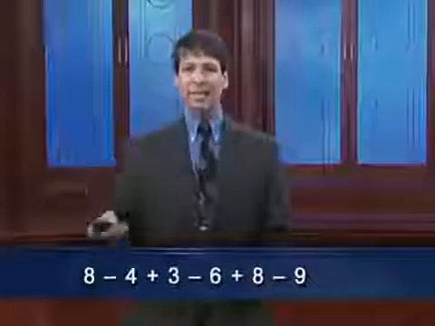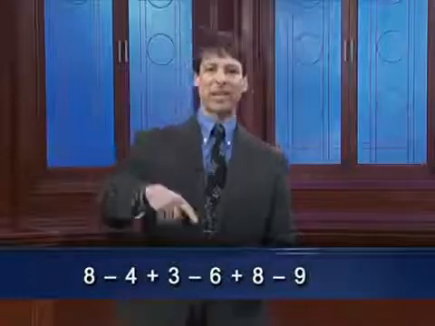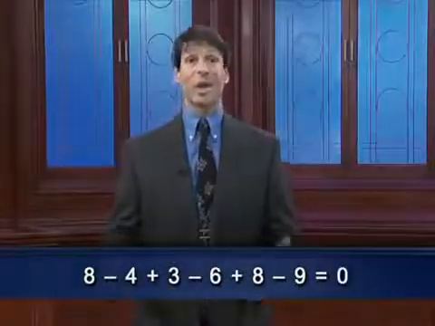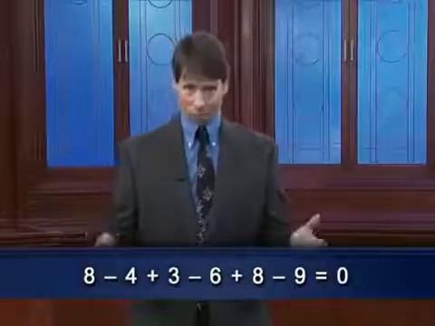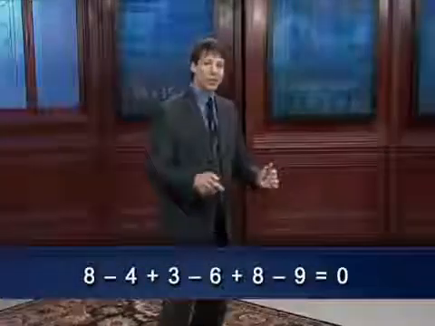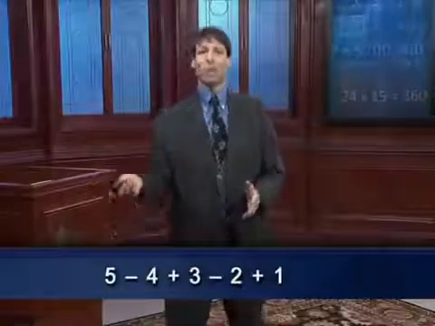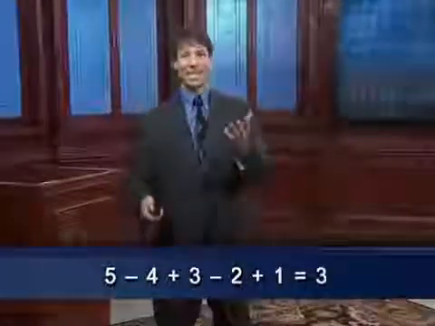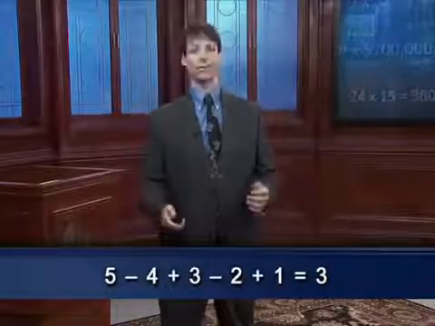So, for example, 843689. Is that a multiple of 11? We calculate 8 minus 4 plus 3 minus 6 plus 8 minus 9, which happens to be 0, and therefore the number is a multiple of 11. On the other hand, a number like 54321 is not a multiple of 11 because 5 minus 4 plus 3 minus 2 plus 1 is 3, and that's not a multiple of 11.